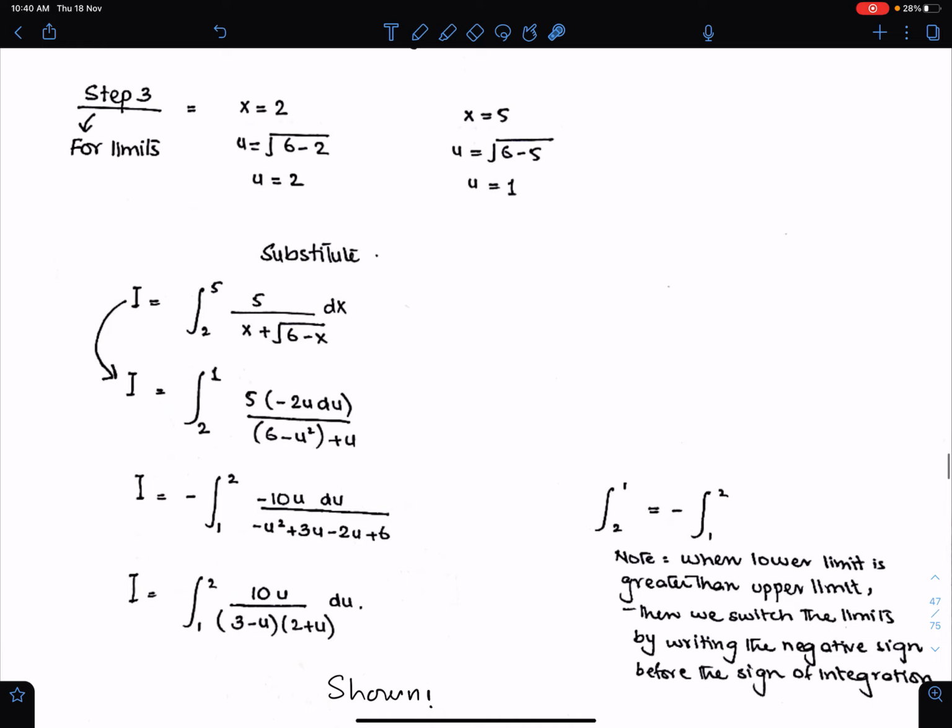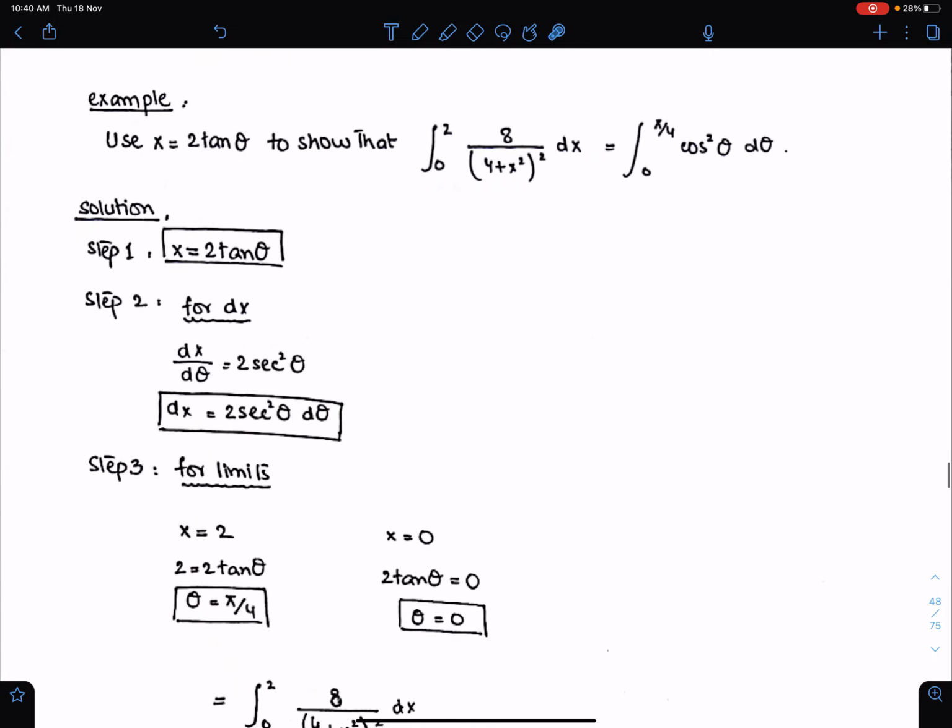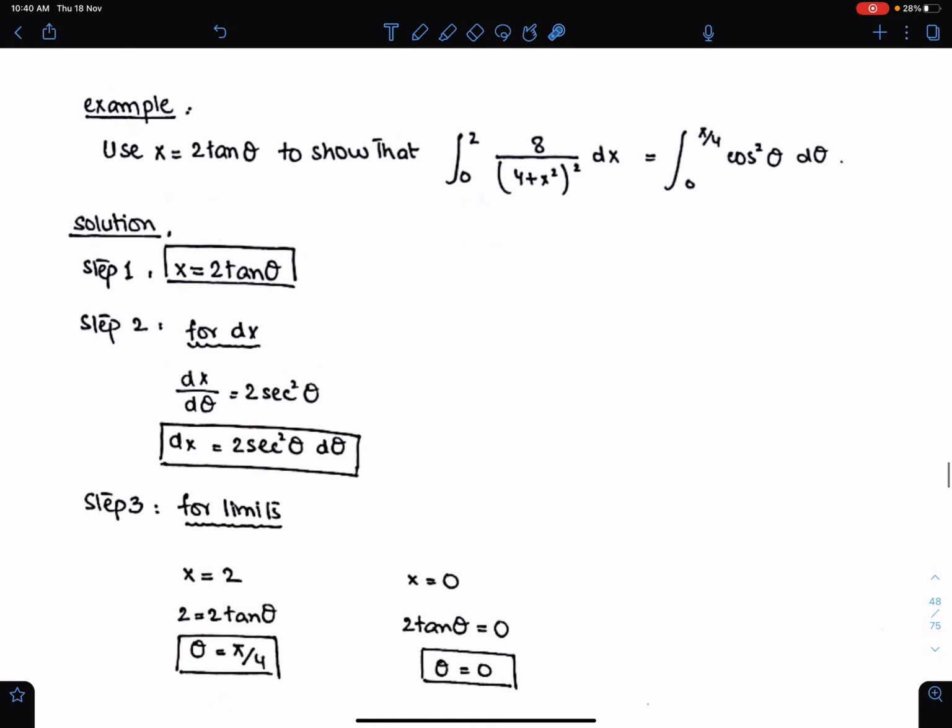And I told you, when the lower limit is greater than the upper limit, then always switch the limits by writing a negative sign outside the integral, and then simplify this. This is the way to do integration by substitution for definite integrals. One more example to understand this concept well.